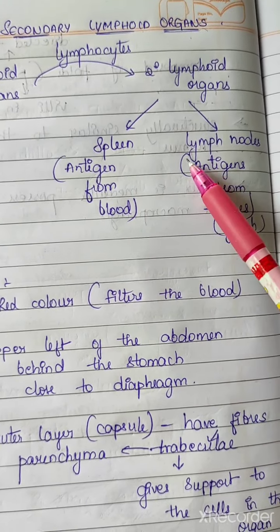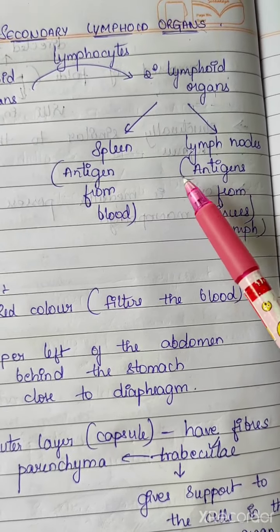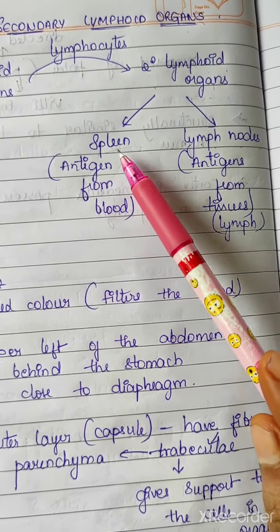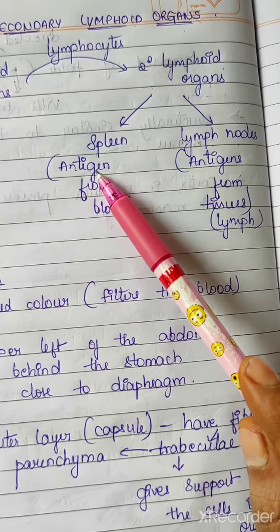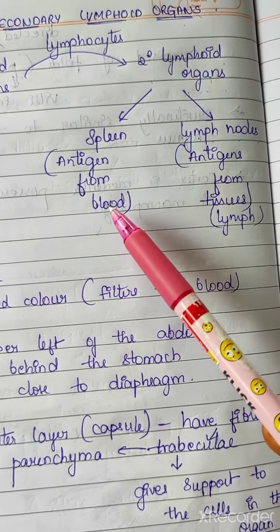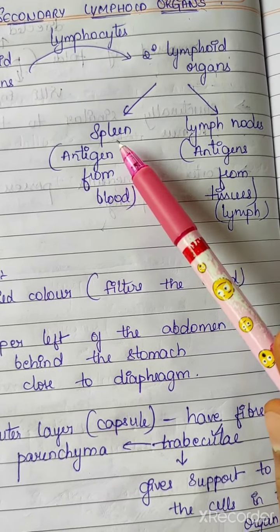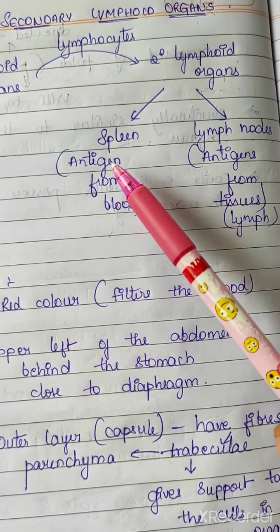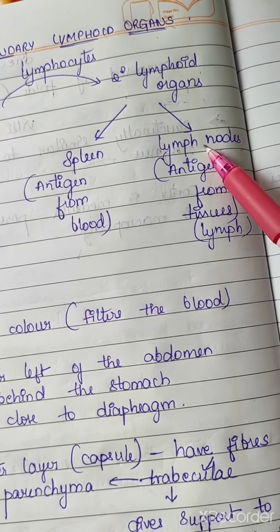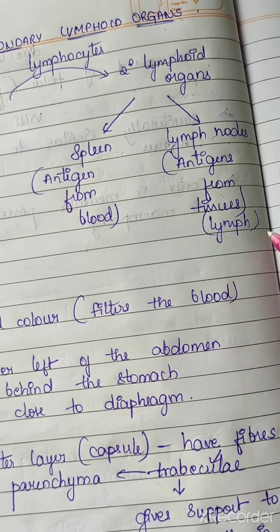What is the function of the spleen and lymph nodes, and how do they show their immune response in organisms? The spleen removes antigens from blood. Means the foreign particles which enter through blood are removed with the help of the spleen. The spleen filters the blood and removes the antigens. Whereas lymph nodes remove antigens from the lymphatic system.